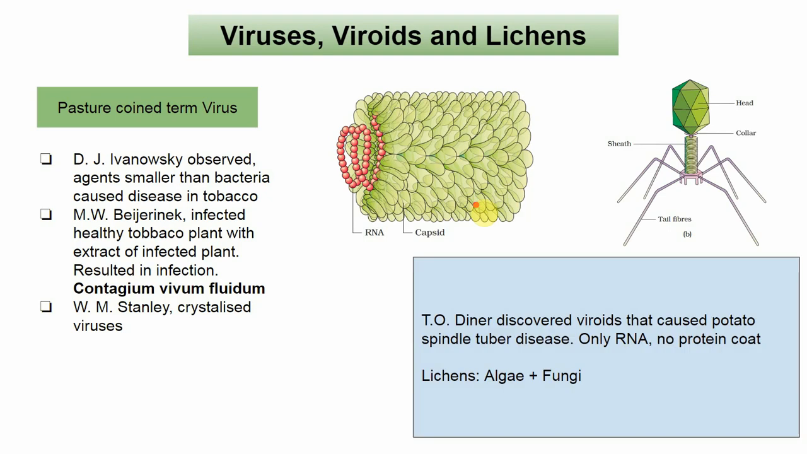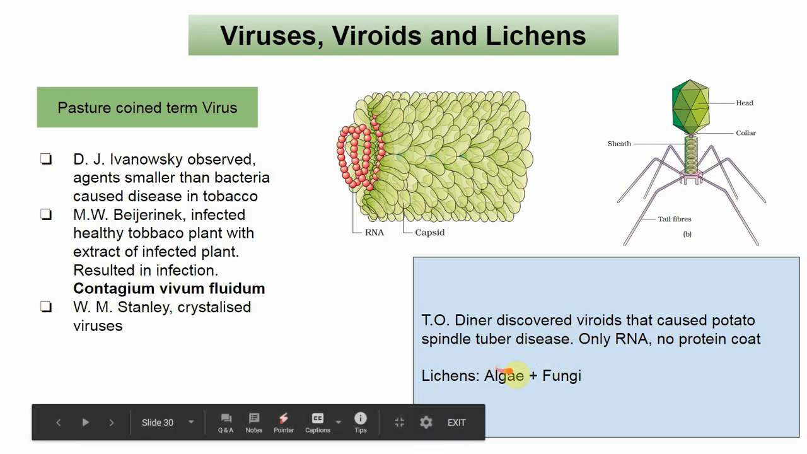Later, T.O. Diener discovered a unique disease causing agent, that is the viroid, which caused potato spindle tuber disease, which was only RNA. It had no protein coat, and also it had a very low molecular weight. So the last one is the lichens. Lichens are mainly a symbiotic association, meaning it is not an individual, it is actually made up of two individuals, that is the algae and the fungi. The phycobiont is the algae, the mycobiont is the fungi. So they mutually help each other for nutrition and growth.